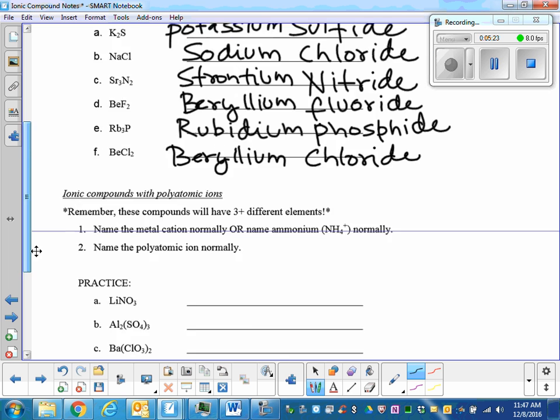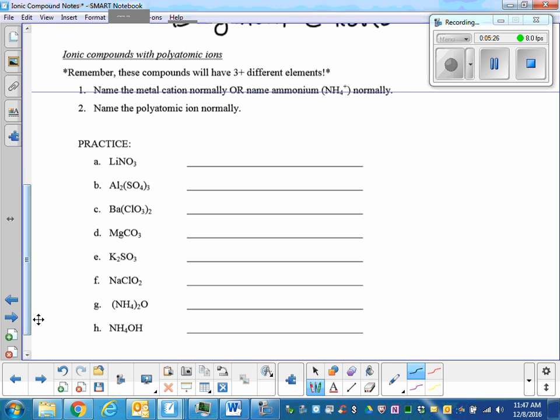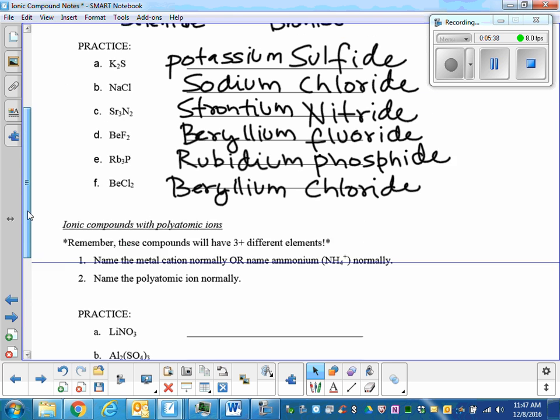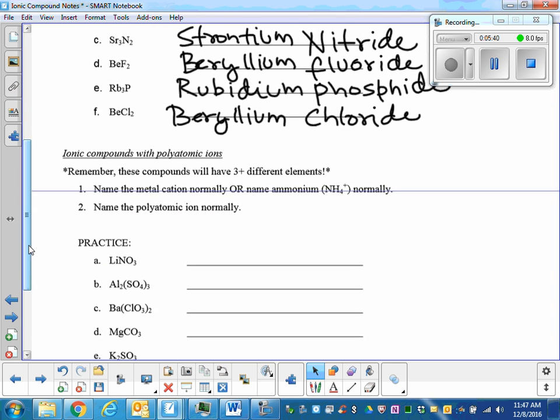Now, let's look at the bottom. What is the difference between the top and the bottom? Alexi, what is the difference between the formulas in the top and the formulas in the bottom? What do you notice? What do these compounds have that we just learned? What do they have in them? Do you see they have the polyatomic ions? Yeah. So now we are looking at formulas that have a polyatomic ion.